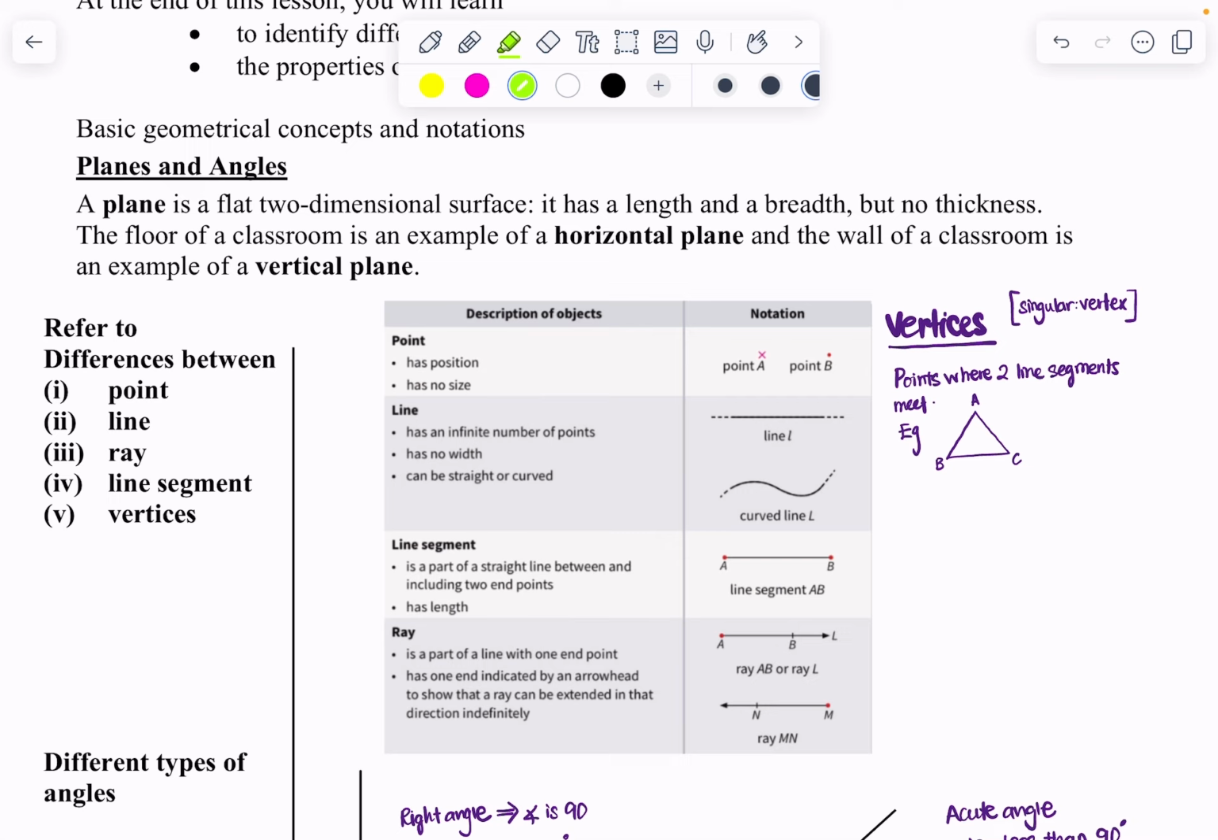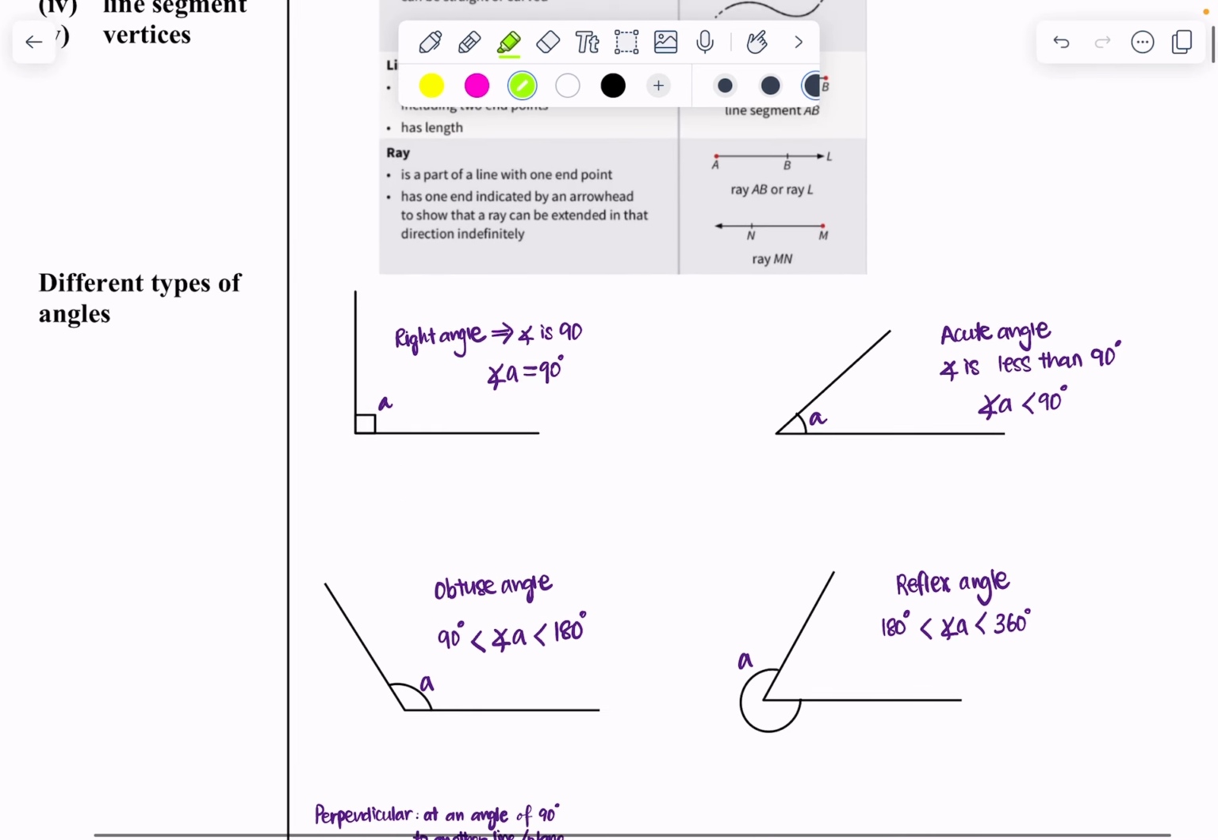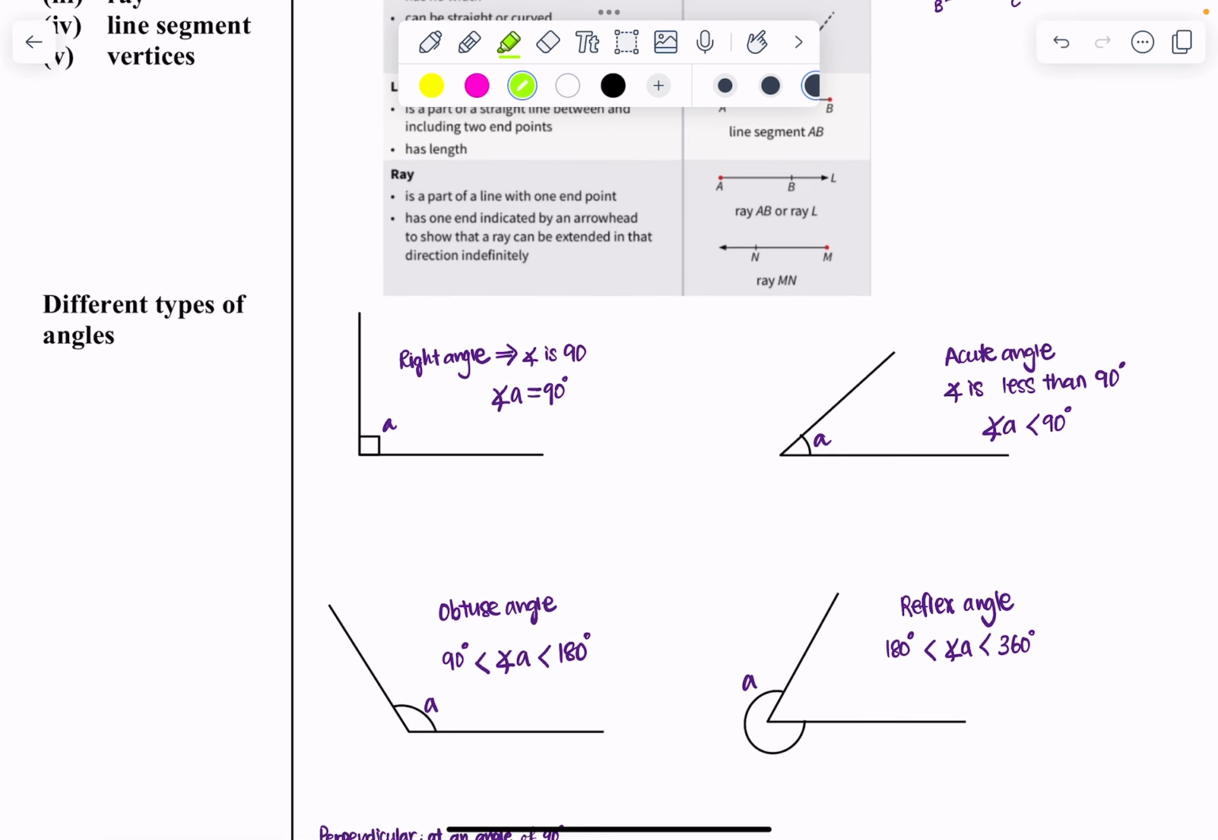Next, let us look at the different types of angles that you need to be familiar with. Here, you can see the 4 types of angles you need to be familiar with. So you would know what is a right angle. A right angle is 90 degrees. We call this an acute angle. Acute angles are angles which are less than 90 degrees. I have written that in words, and I've also written it using mathematical notation: angle A is less than 90 degrees.